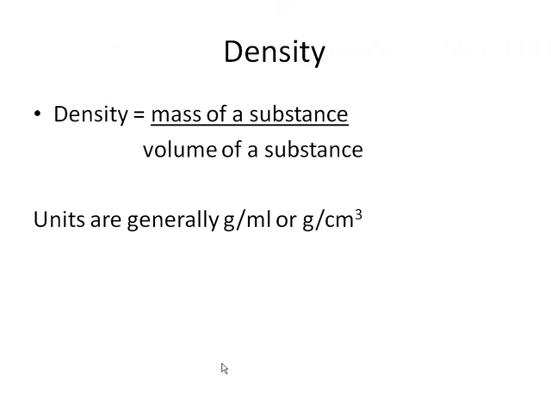Density. This is also where we run into compound units, and it's also where we're going to run into cubic units, which we're going to talk about. So the definition of density is that it's the mass of a substance divided by the volume of that substance. And generally you've run across densities in grams per milliliter or grams per centimeter cubed.